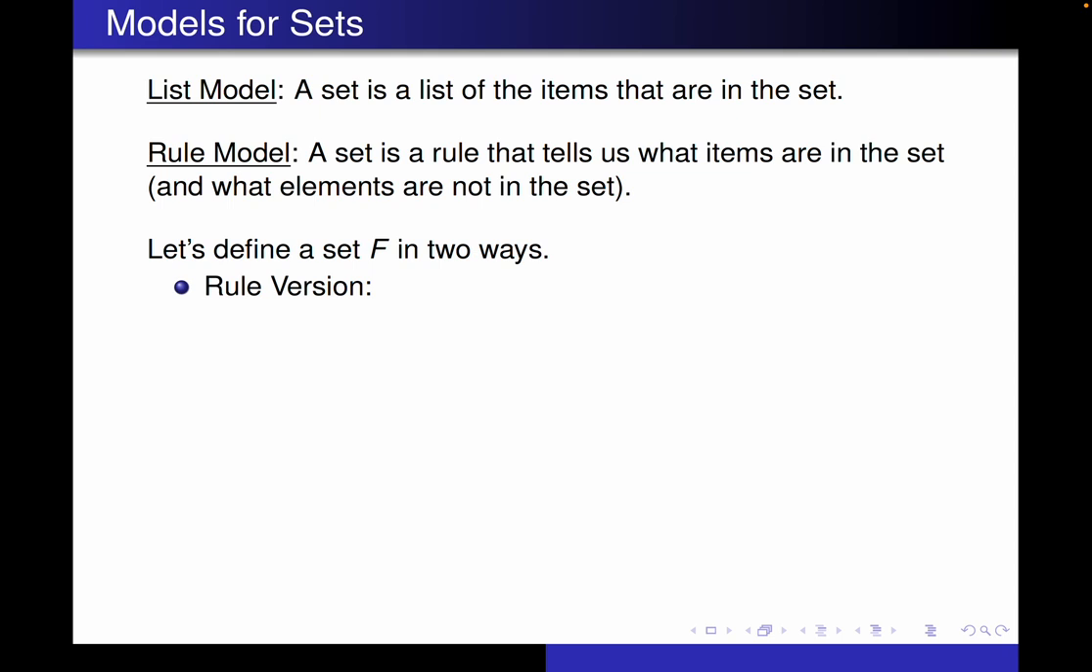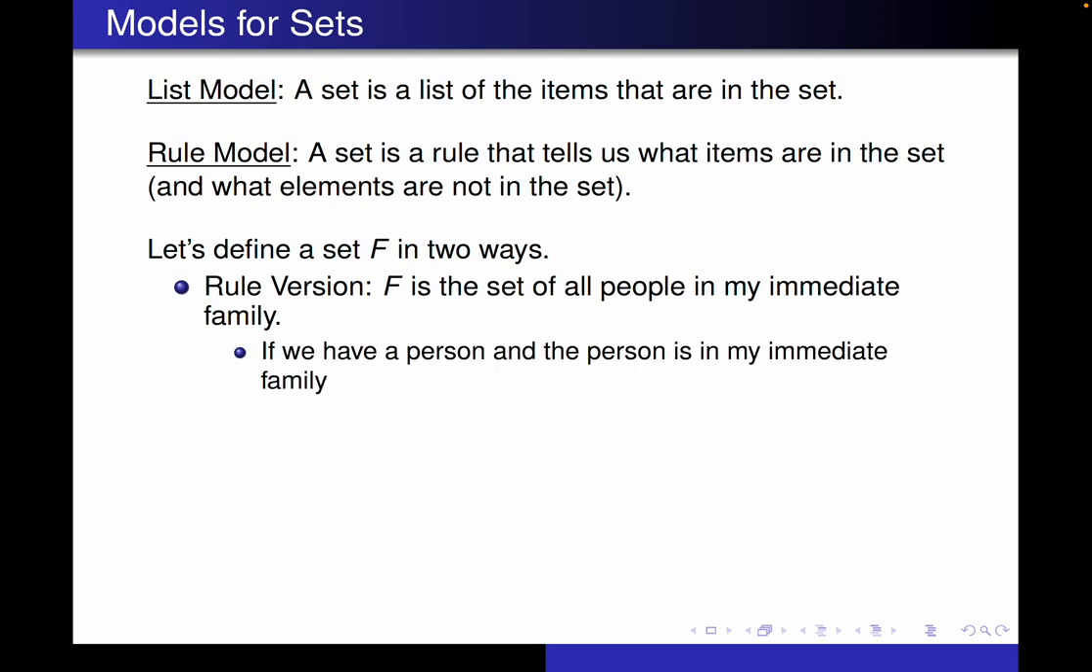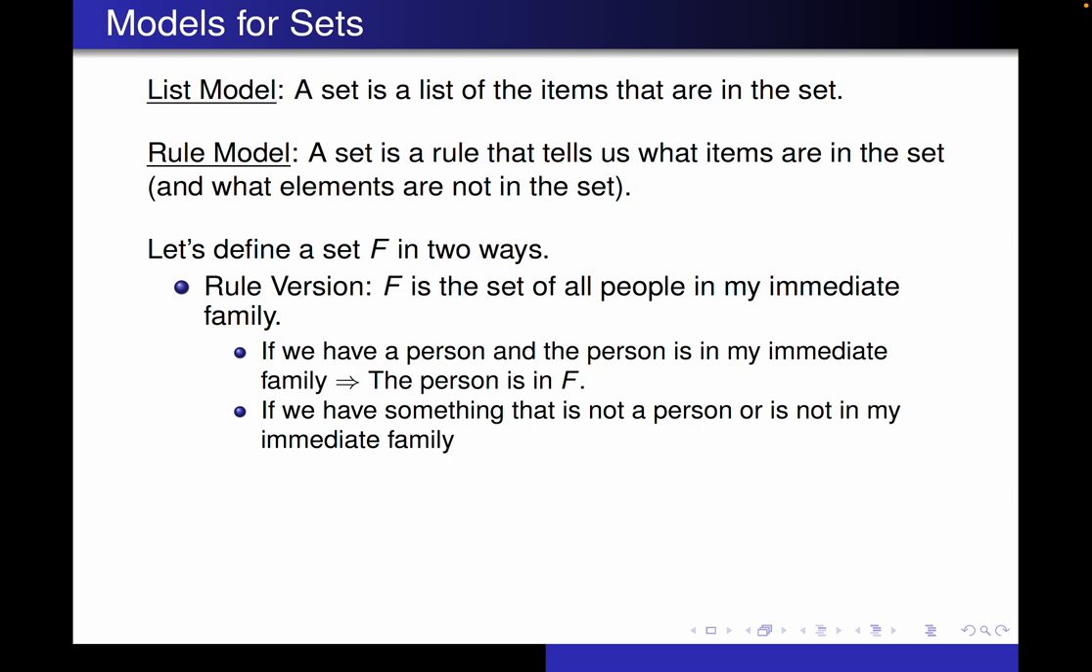And the rule I'm going to give for being in the set is: F is the set of all people in my immediate family. The rule being in my immediate family. If you follow that rule, then you're in the set. If you don't, then you're not. So if we have a person and the person is in my immediate family, that person is going to be in the set F. If we have something that is either not a person or is a person but not in my immediate family, then it will not be in the set F. So that rule tells us exactly what the elements are in the set F.